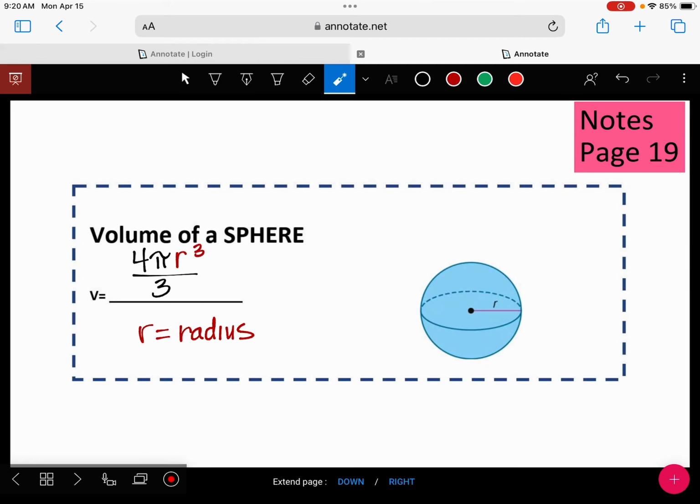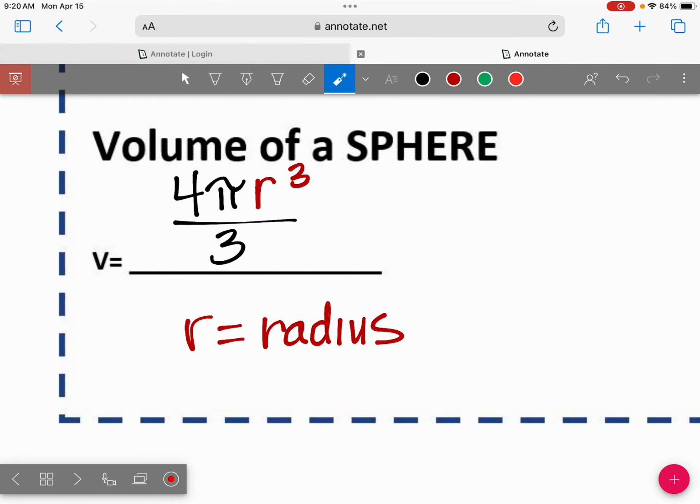Okay, and our last shape that we'll talk about today is a sphere, which is just a ball. How do you find the volume of a ball? So how much air can fit inside of a basketball? So your formula for a sphere, this is your formula. Go ahead and copy it down. So the only thing we need to know is the radius, and it's r cubed.